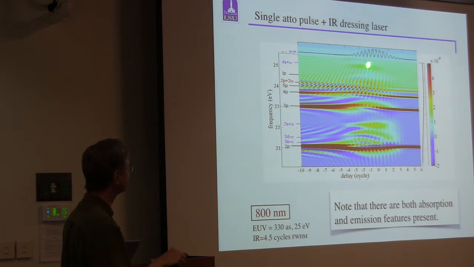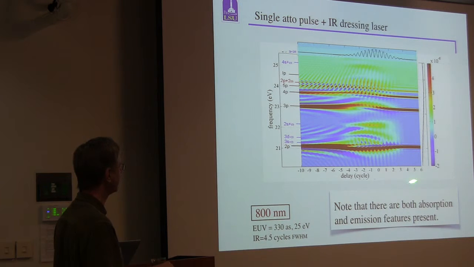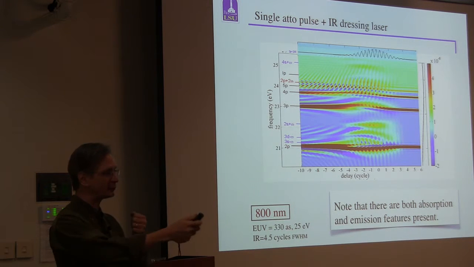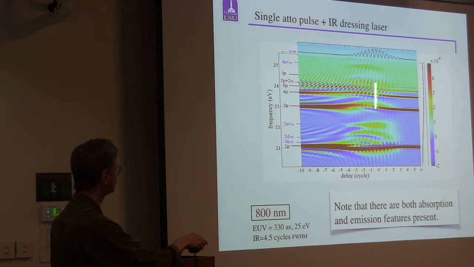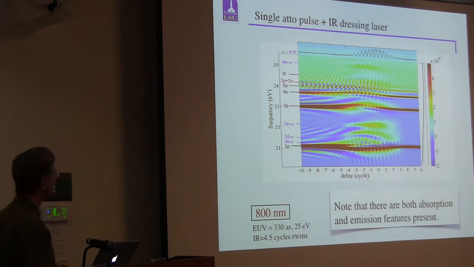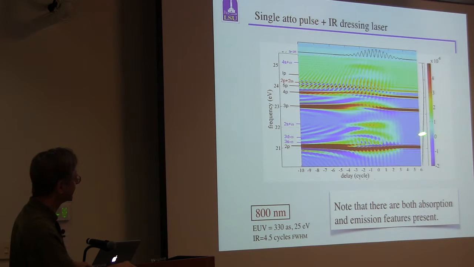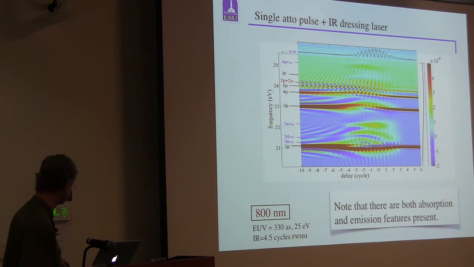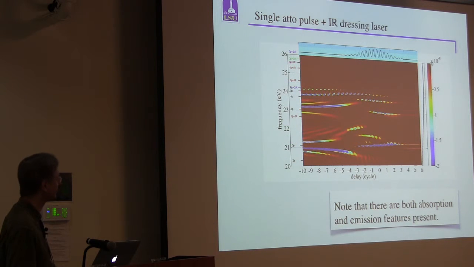So at a delay near 0, that means both pulses were there at the same time. Delays well away from 0 means the pulses arrived separately. And it really matters who came first, right? These things look very different. I want you to note on here that 0 is kind of this placid blue color in the middle. So the really dark blue guys here are emission. And the very red guys are a lot of absorption. And this is helium.